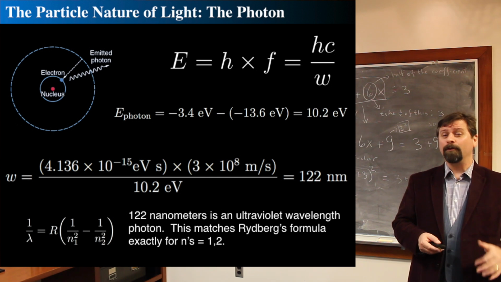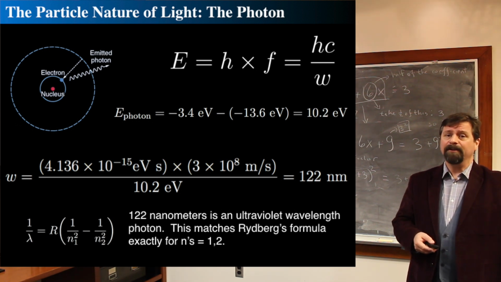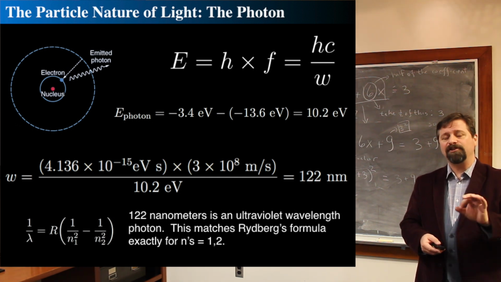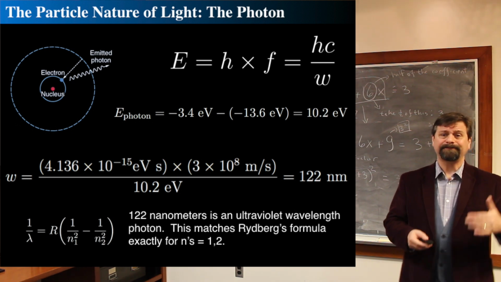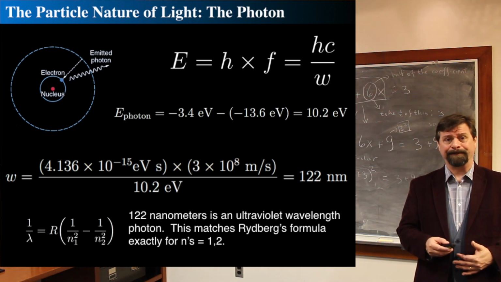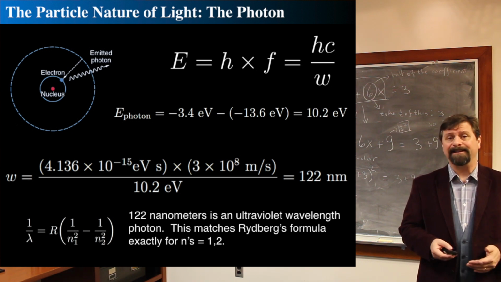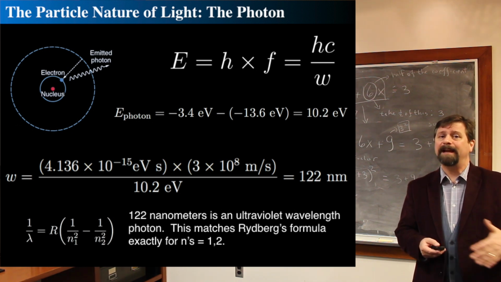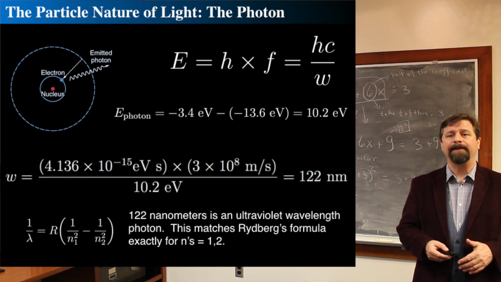So Rydberg's formula predicted it, or at least was empirical. Now we've got something that actually shows it. So the wavelengths that are predicted by Bohr's model of the atom match directly what Rydberg found in 1888.